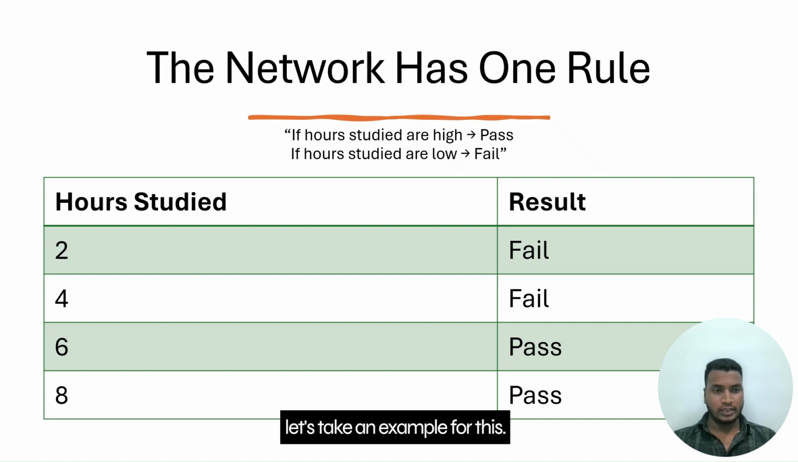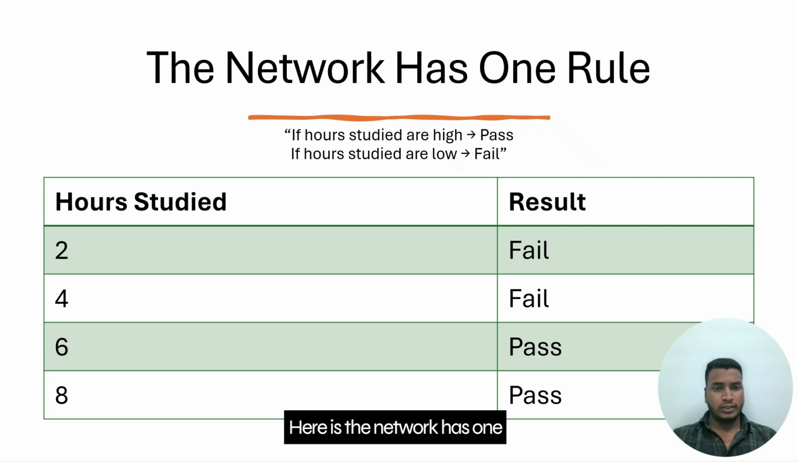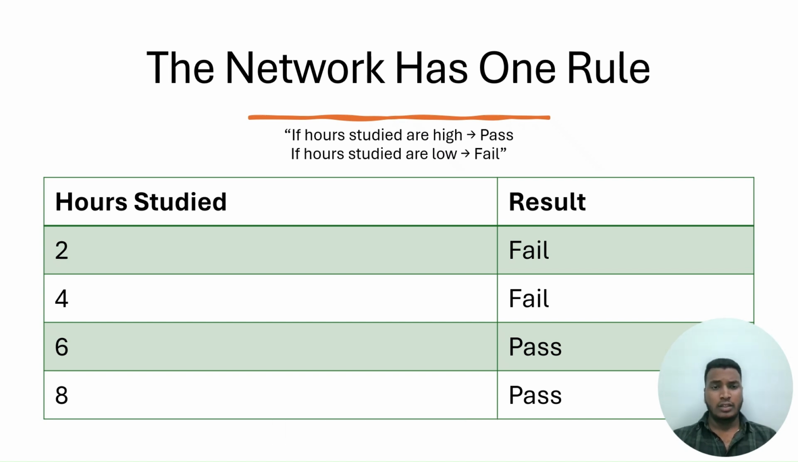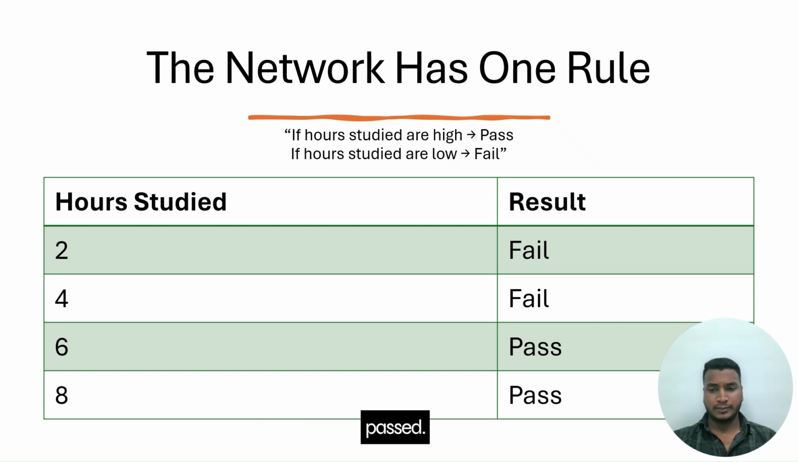Right, let's take an example for this. Here the network has one rule. If our study hours are high, we pass. Same as we have taken for logistic regression. If our study hours are high, pass. If our study hours are low, fail. In the previous example, as we saw, 2 hours is fail, 4 hours is fail, 6 hours is pass, 8 hours is pass.